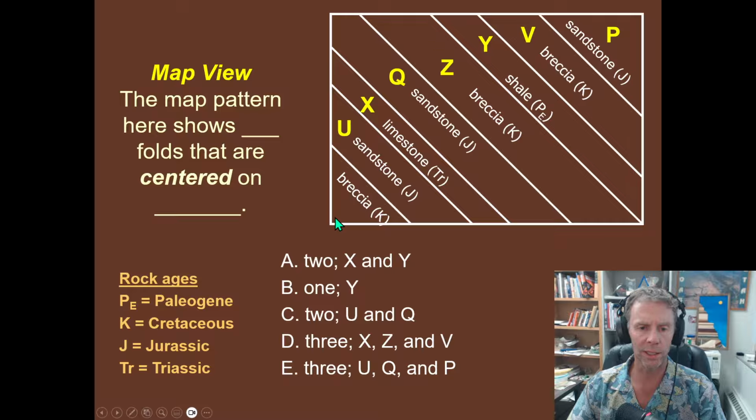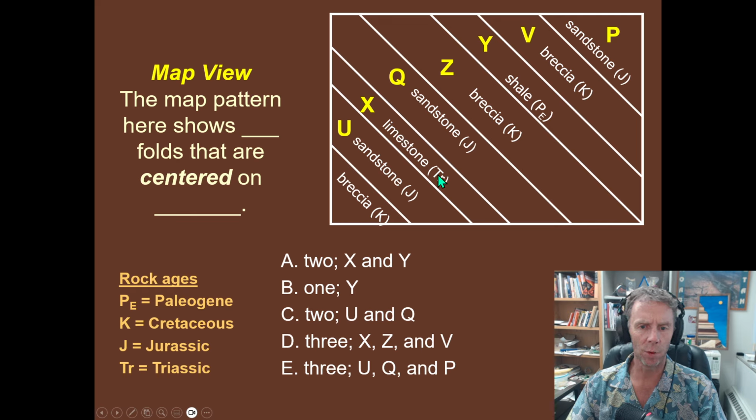So as we work across this landscape, from the breccia to the sandstone, from Cretaceous to Jurassic rocks, the rocks are getting older. Then I go to the limestone, the rocks are getting older. Then I go from the limestone to the sandstone. I'm repeating that same sandstone, and the rocks now are getting younger. So that tells me I have a fold. And in this case, it's centered on X on that Triassic limestone.